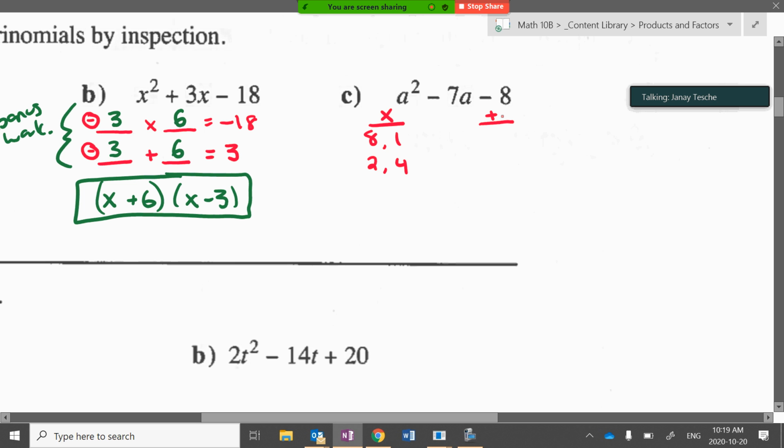So I would say instead of addition, maybe write difference here, because in this case, it's going to be a difference. The difference between 8 and 1 is 7. Difference between 2 and 4 is only 2. So that tells us we need to use this first row. Which one's positive, which one's negative?